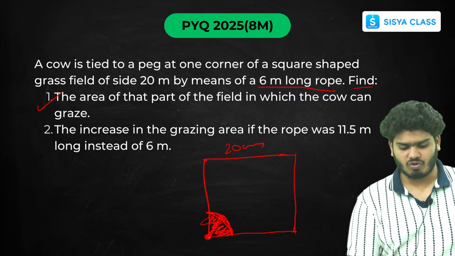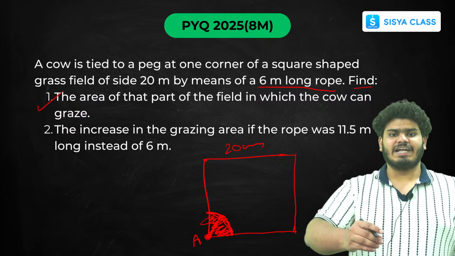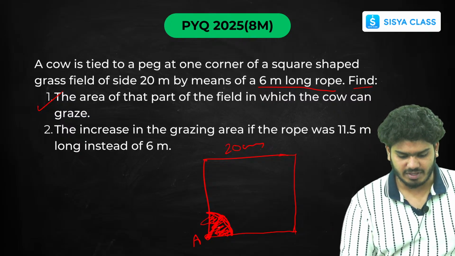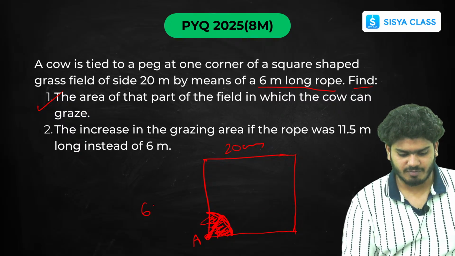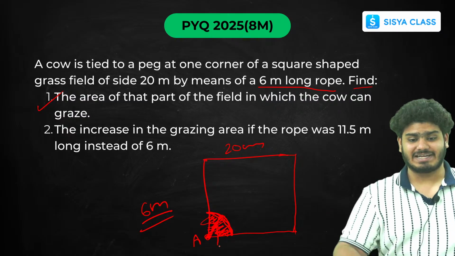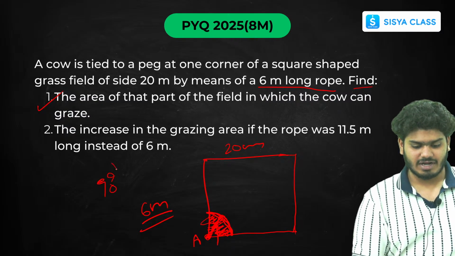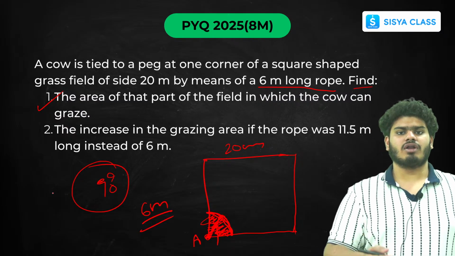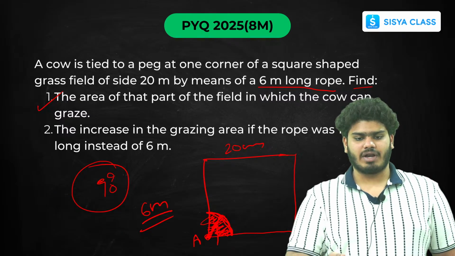If you take this corner A as the center of that circle, the radius will be 6 meters, right? So the angle of the sector is 90 degrees, right or not? Because the corners have 90 degrees in a square. We already know that.